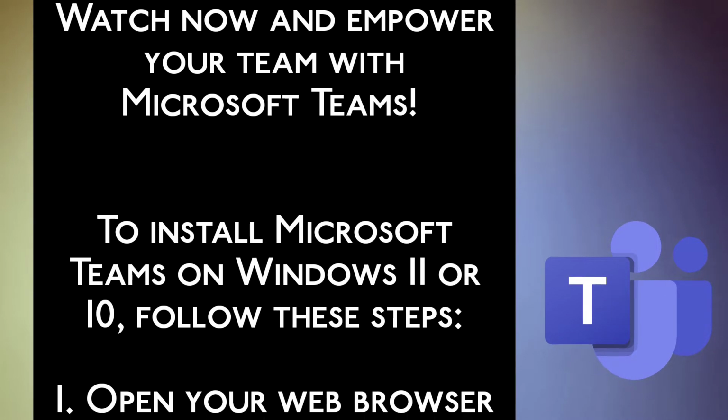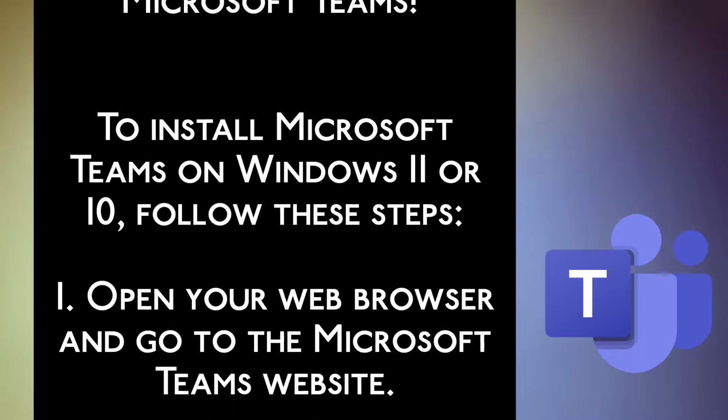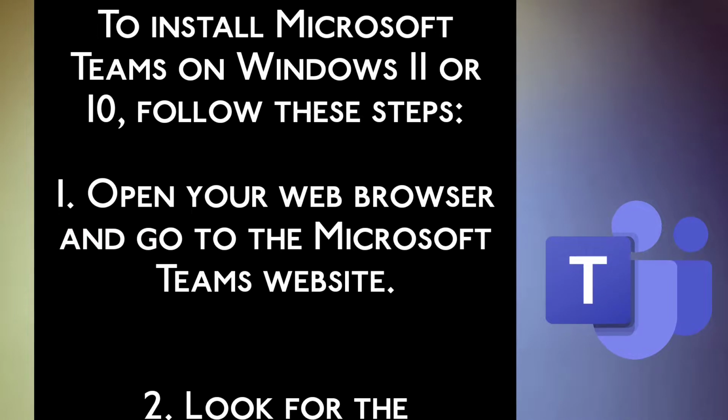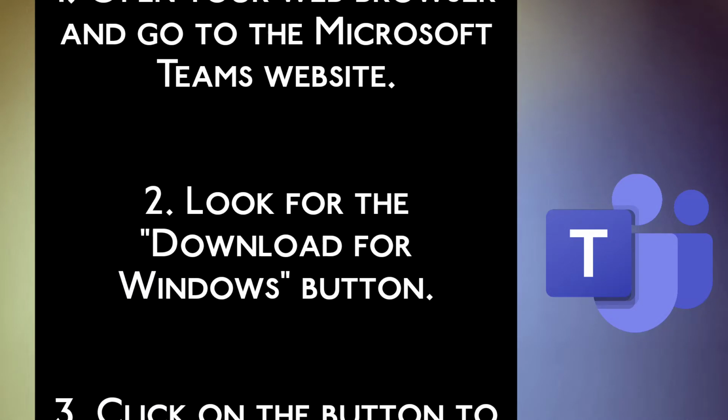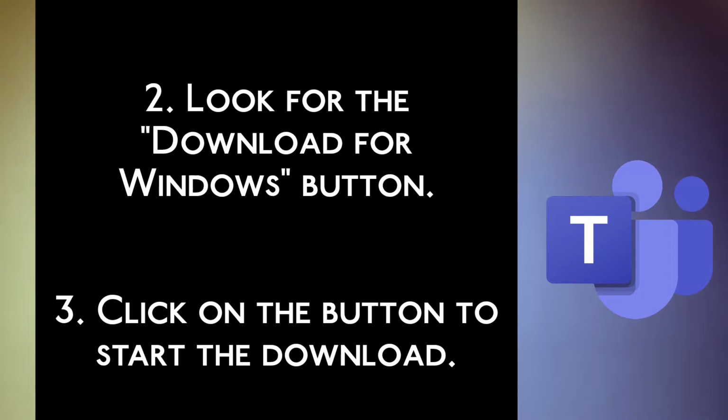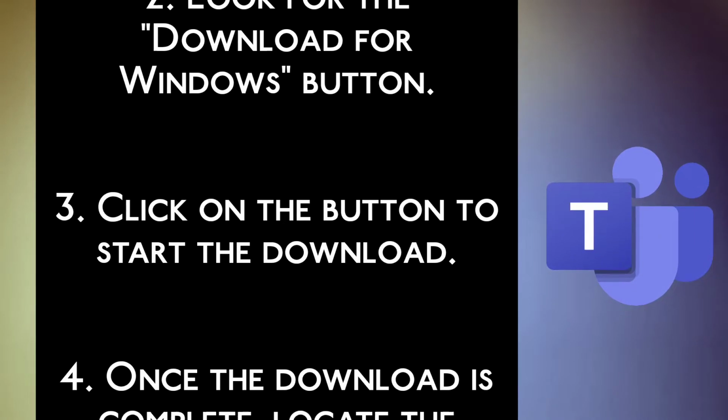To install Microsoft Teams on Windows 11 or Windows 10, follow these steps. Step 1. Open your web browser and go to the Microsoft Teams website. Step 2. Look for the Download for Windows button. Step 3. Click on the button to start the download.